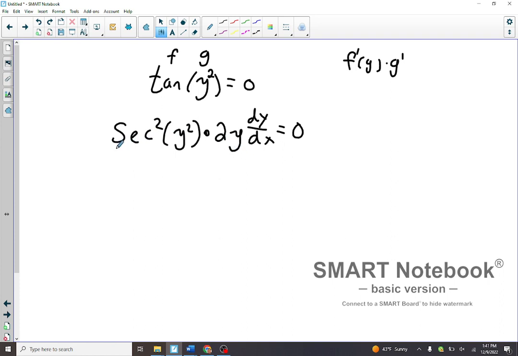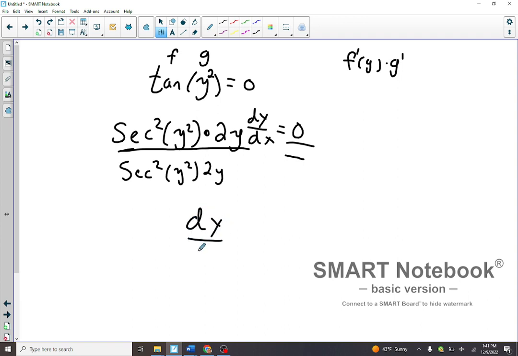Now if you notice, all of this is multiplied to each other. So in this case, actually, this is easy, right? Because secant squared, y squared, 2y, divided by all this, that's still going to be 0. So in this case, dy over dx equals 0.